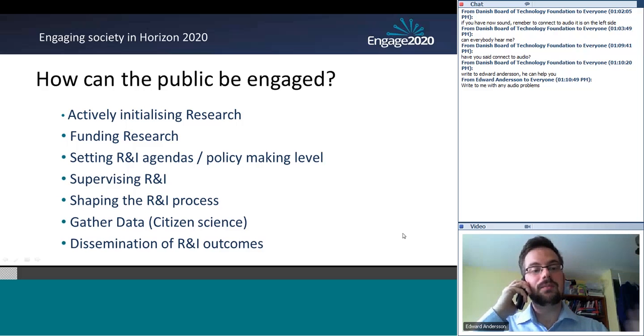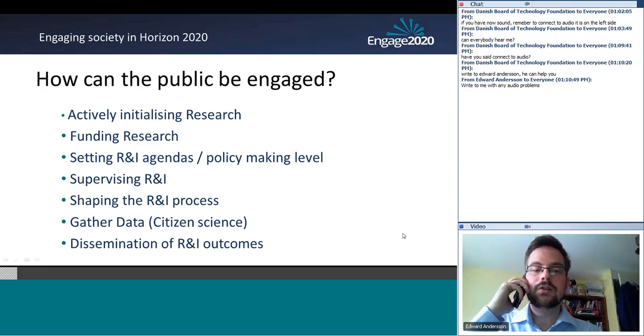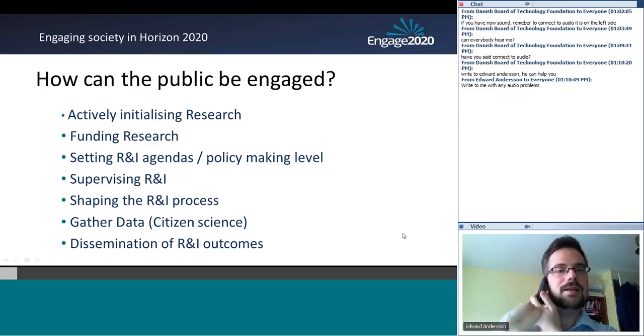They can help shape the research and innovation process in an ongoing way. They can gather and analyze data, and of course they can help you to disseminate research and innovation outcomes. So really it's wrong to think of public engagement as a one-off, as a single intervention in time. It can be many things, and you need to think about what makes sense for your particular research and innovation process. Next slide, please.